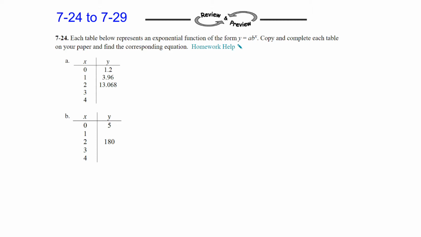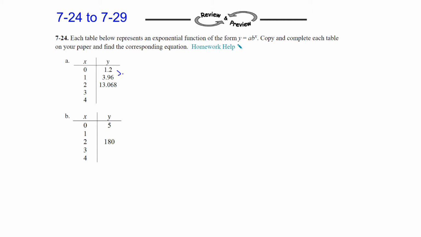Question 24. Each table below represents an exponential function of the form y equals a times b raised to the x power. Copy and complete each table on your paper and find the corresponding equation. So on the first example A, you can see your x value is increasing by 1, and we need to figure out what that multiplier is. So 1.2 times what is going to give you 3.96.